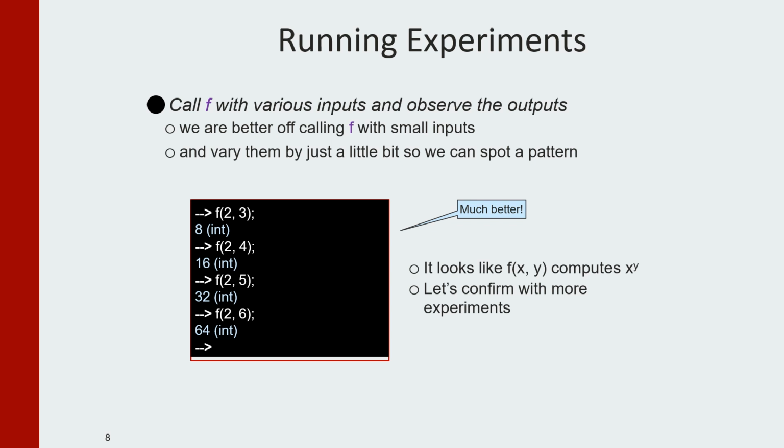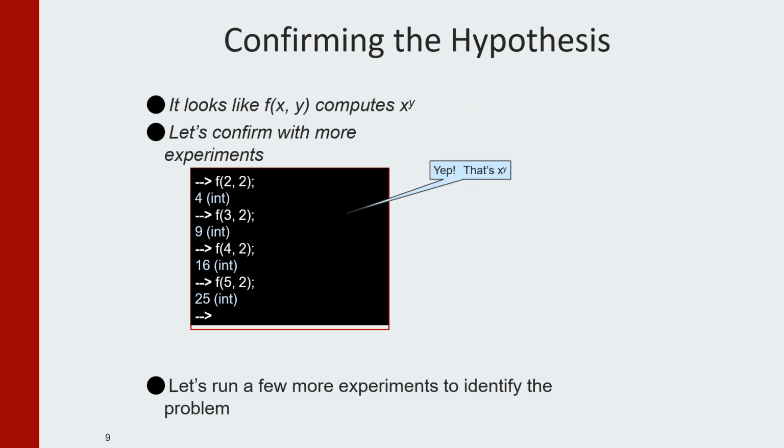So if I do f of 2, 3, I get 8, 2, 4, I get 16, 2, 5, I get 32, and so by varying the inputs just a little bit, just changing the y but not the x, we start to spot a pattern. So it looks like f of x, y calculates x to the y. Let's see if that's actually true.